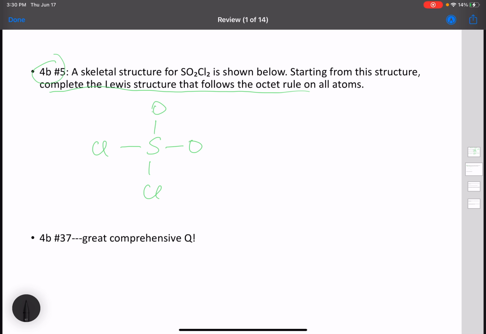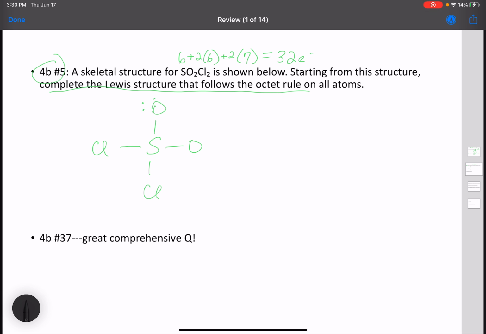So S, sulfur, is in group 6 of the periodic table. It has 6 valence electrons. Oxygen is also in that group, and there's 2 of them, so 2 times 6. And chlorine is in group 7, so it has 7 valence electrons. So we add up all the valence electrons and we get 32 valence electrons. I'm going to want to see that work in order for you to get full credit on a problem like this on a test.